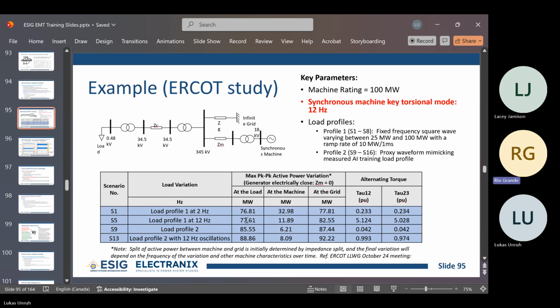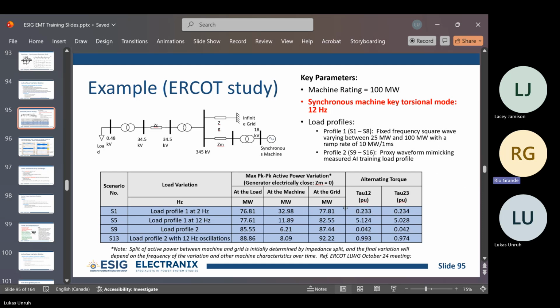For these first two, we're looking at a certain amount of load fluctuation, a certain amount of fluctuation visible at the machine, and then a certain amount of fluctuation going into the system. And we can tabulate the amount of torque that we're seeing on the various shaft sections for these two instances. So load profile 1, the square wave at 2 hertz, the off torsional, we still see some torque impact, right? It's like 0.2 per unit or so. And that 0.2 per unit might still be enough to cause shaft damage. We don't really know the answer to that right now.